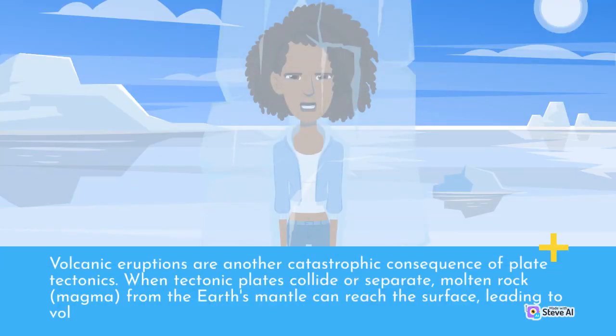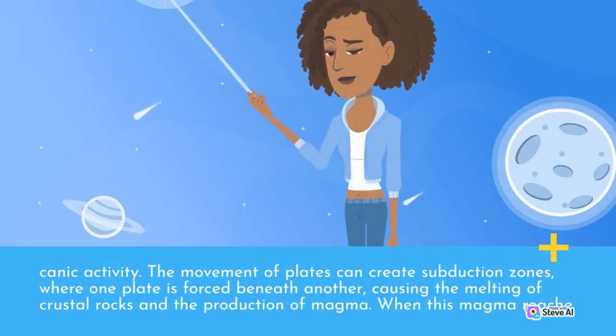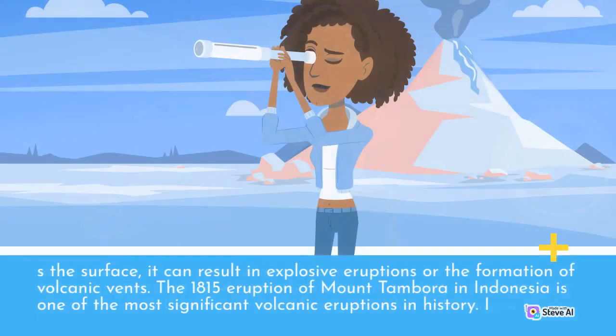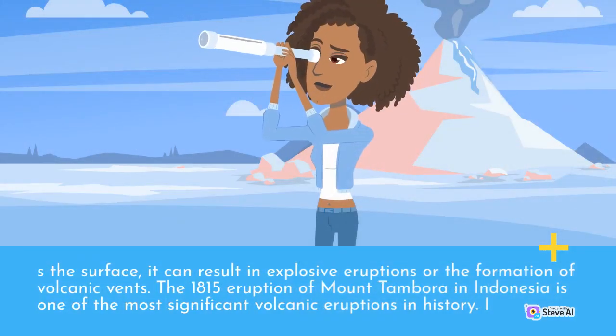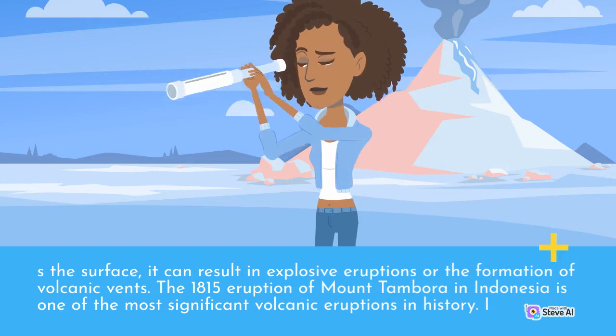Volcanic eruptions are another catastrophic consequence of plate tectonics. When tectonic plates collide or separate, molten rock, magma, from the Earth's mantle can reach the surface, leading to volcanic activity. The movement of plates can create subduction zones, where one plate is forced beneath another, causing the melting of crustal rocks and the production of magma. When this magma reaches the surface, it can result in explosive eruptions or the formation of volcanic vents.